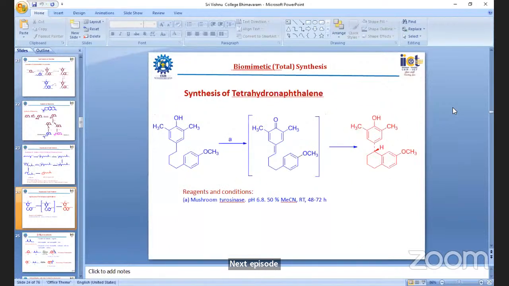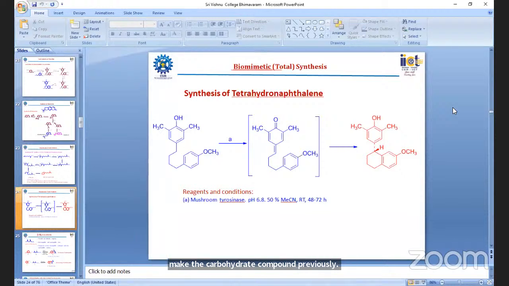Then another example I want to show of biomimetic total synthesis is this: just now I have shown that a moiety can be made. This moiety can be made from a simple phenol, 2,6-dimethyl phenol. You can make the carboxylic compound, where I have shown a heterocyclic compound previously. Now it is the carbocyclic compound.